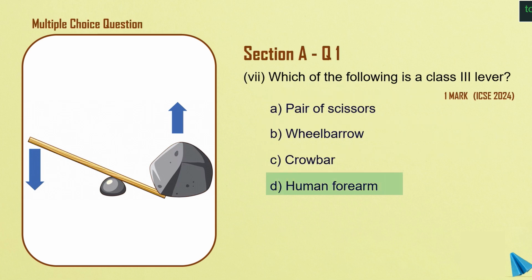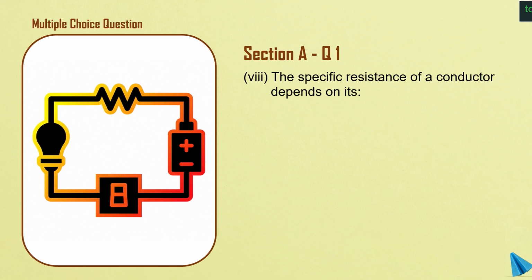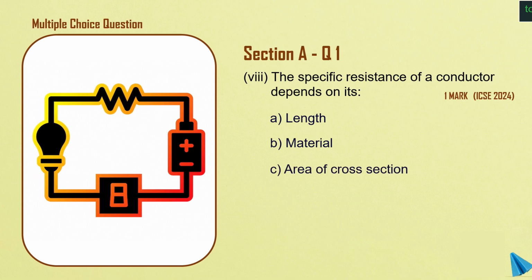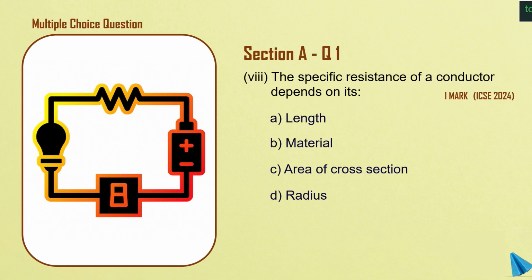So human forearm is the right answer to this. Let's have a look at the new question. It says the specific resistance of a conductor depends on its length, material, area of cross section, radius. So specific resistance is independent of the dimension of the conductor. It depends on the material of the conductor. So material, that is option B, is the right option.